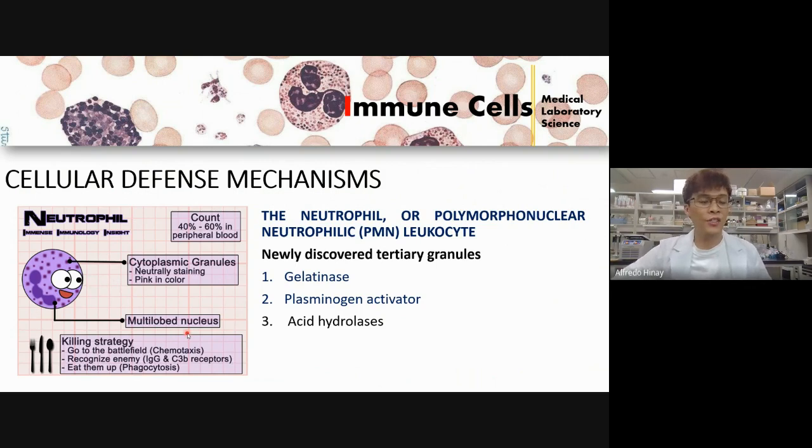And then you have your newly discovered tertiary granules, you have your gelatinase, you have your plasminogen activator, and you have your acid hydrolysis. Okay, so part of this one is still active against your microorganisms and or can damage your tissue. If you can recall the discussion with the previous session, I always mentioned that your immune cells usually overreact. So therefore, your APRs will try to neutralize that one.